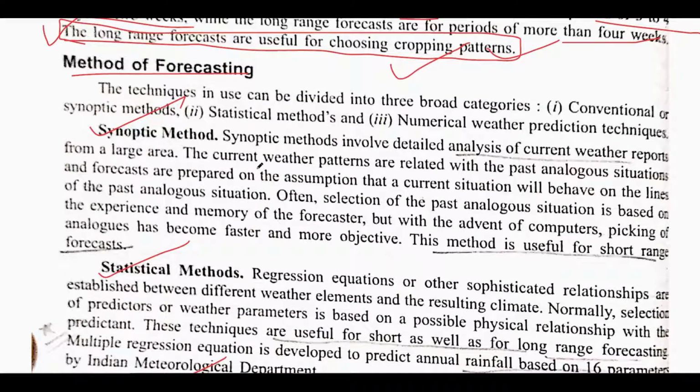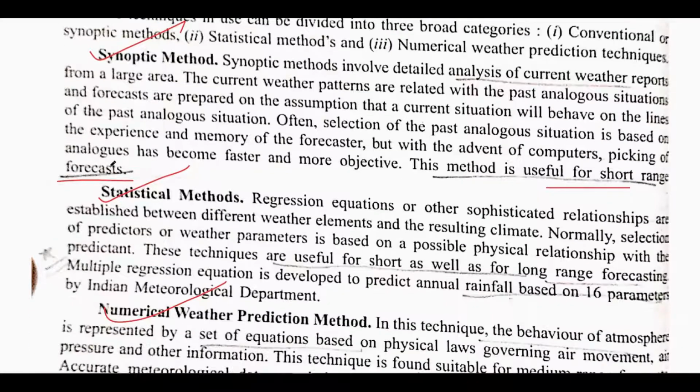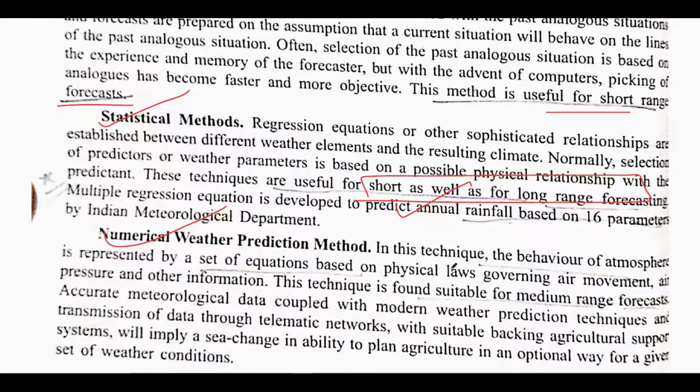The important part is that which one is used for what. Synoptic methods are used for short range forecast. Statistical method are used for short as well as long range. It is not used for medium range. The important thing is that Indian Meteorological Department has given a multiple regression equation using this statistical method based on 16 parameters.